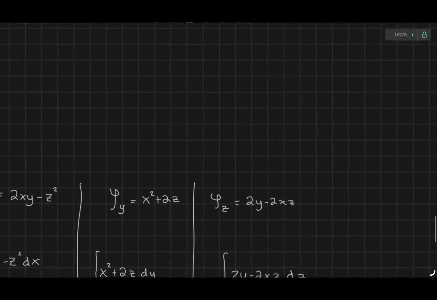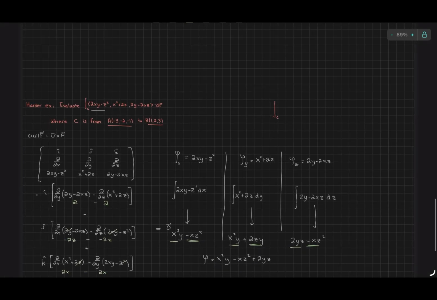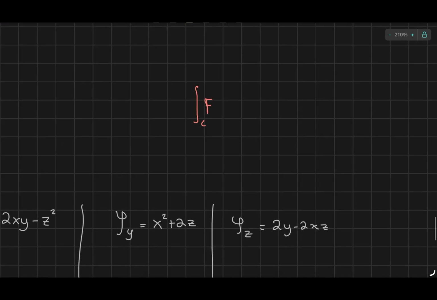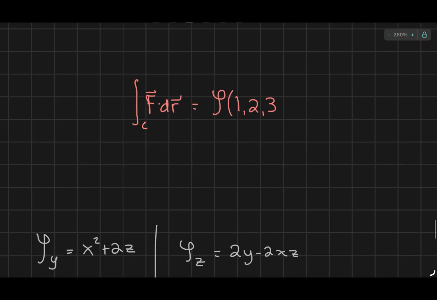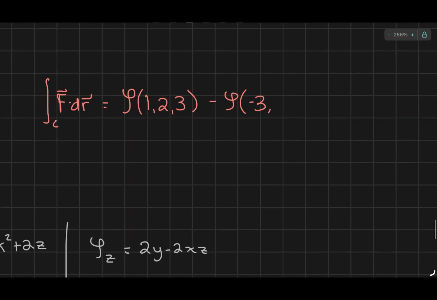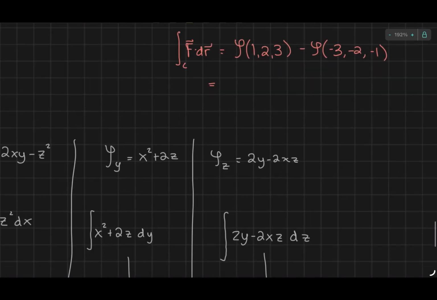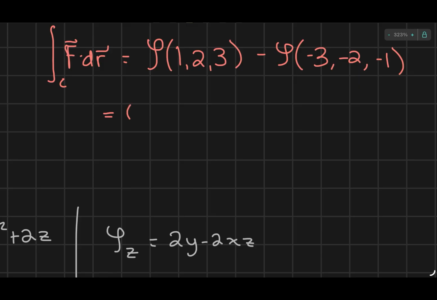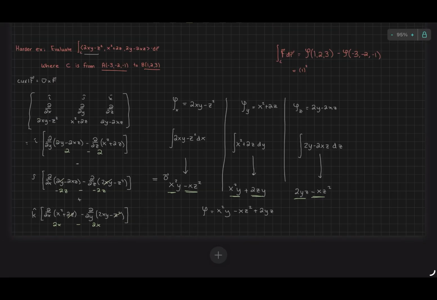So let's just go ahead and write it. The integral over C of f dr, I'm not going to write all that down, is going to equal the potential function at 1, 2, 3, subtracted from our potential function at negative 3, negative 2, negative 1. Plugging all this in, our potential function is down here. I'll just write it out. We're going to have 1 squared. Let me make sure that we know what our potential function is.